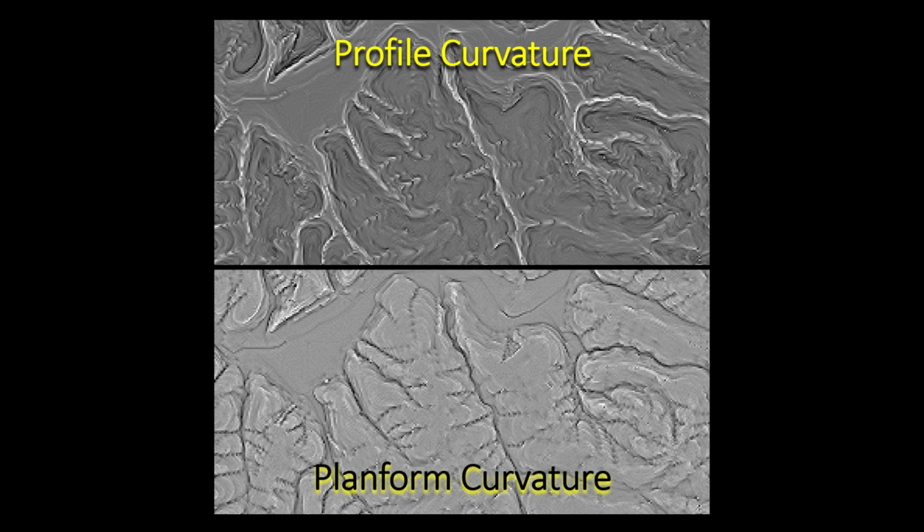And so what I did here was I just combined the two. We got the profile curvature at the top, which once again is really good for showing the terraces, that kind of effect, whereas the planform curvature is much better with the ridges and the valleys. So those valleys where we see convergence are very, very clearly shown.